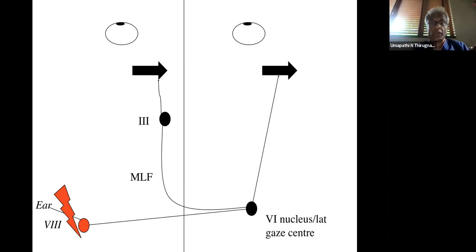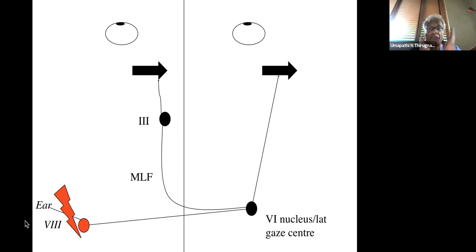Okay, so let's think about a peripheral problem. Let's say a person comes in now with an acute lesion in the 8th nerve. A classic condition is vestibular neuronitis, a sudden viral inflammation and damage to the 8th cranial nerve. So you put a thunderbolt across this 8th nerve. So what do you think is going to happen to this diagram?